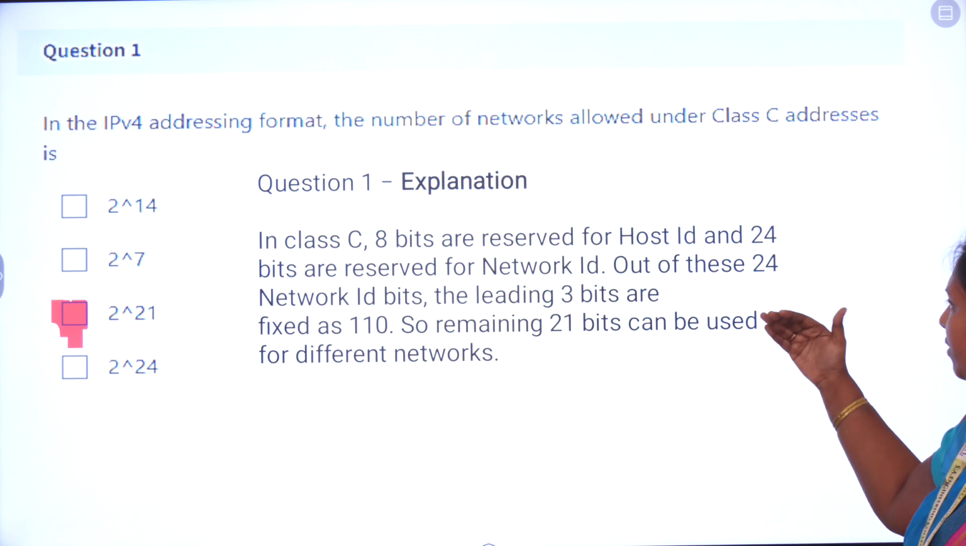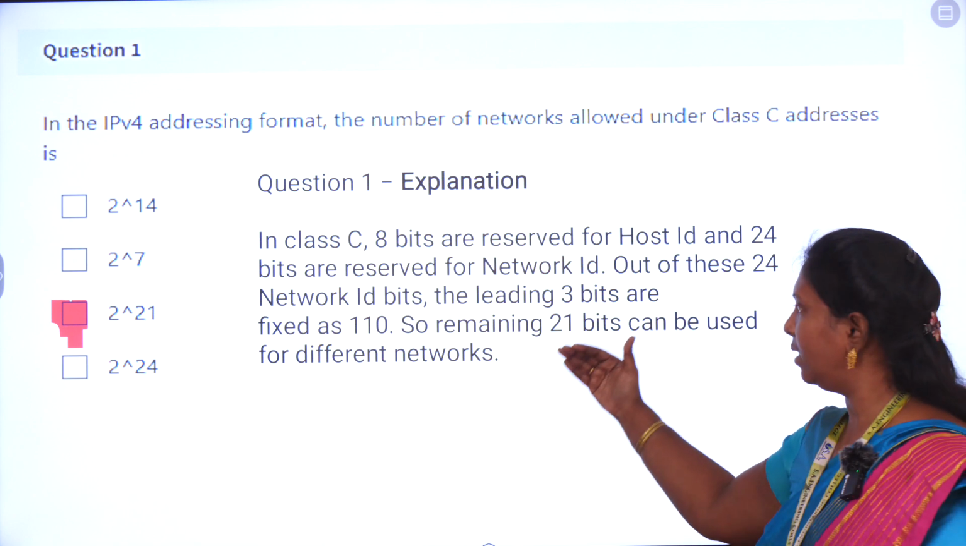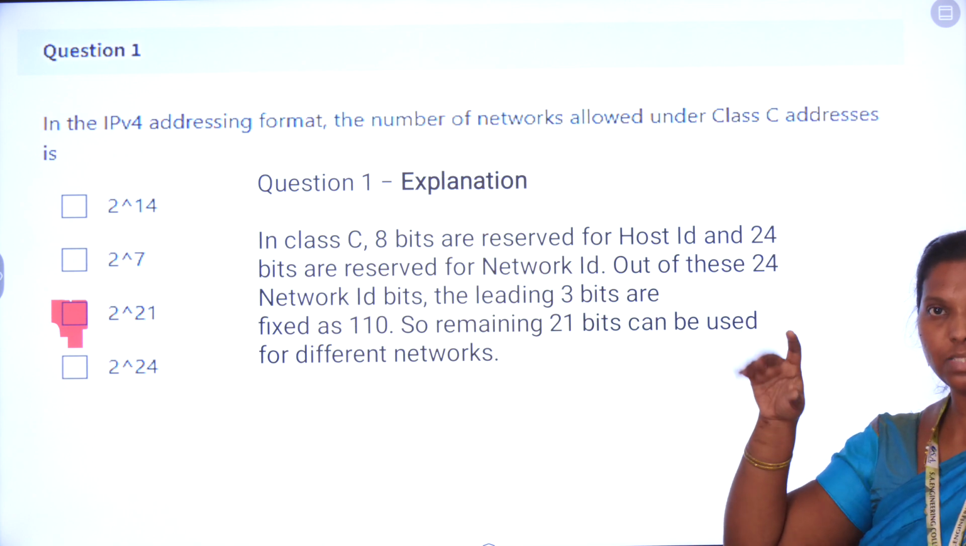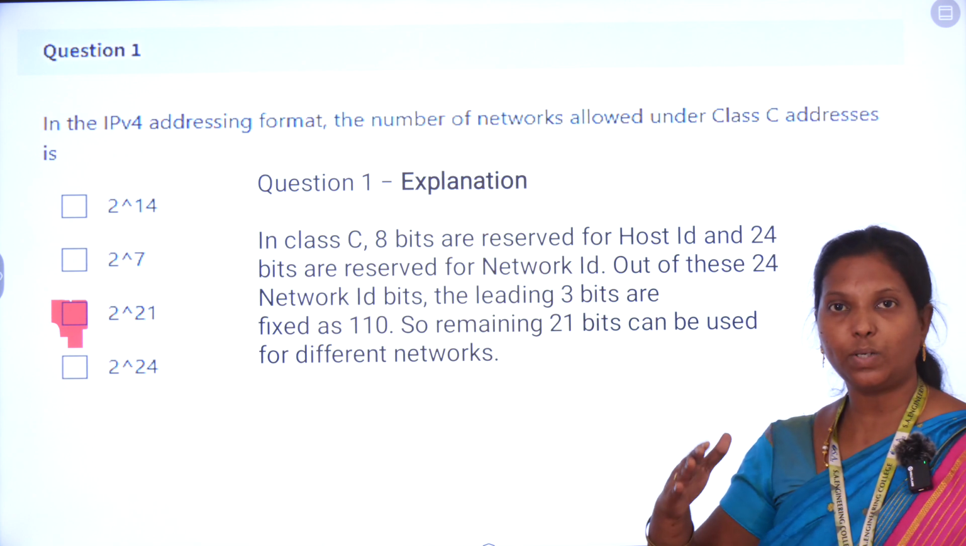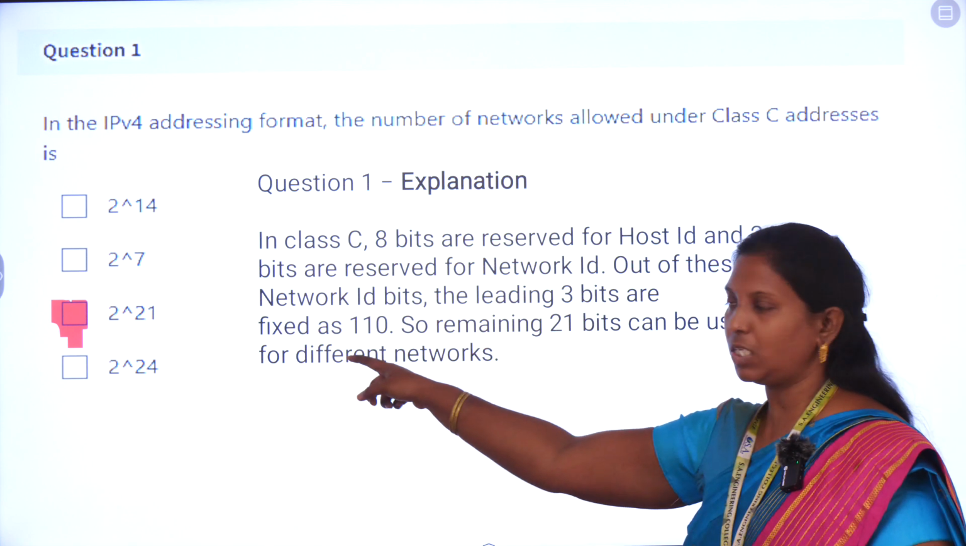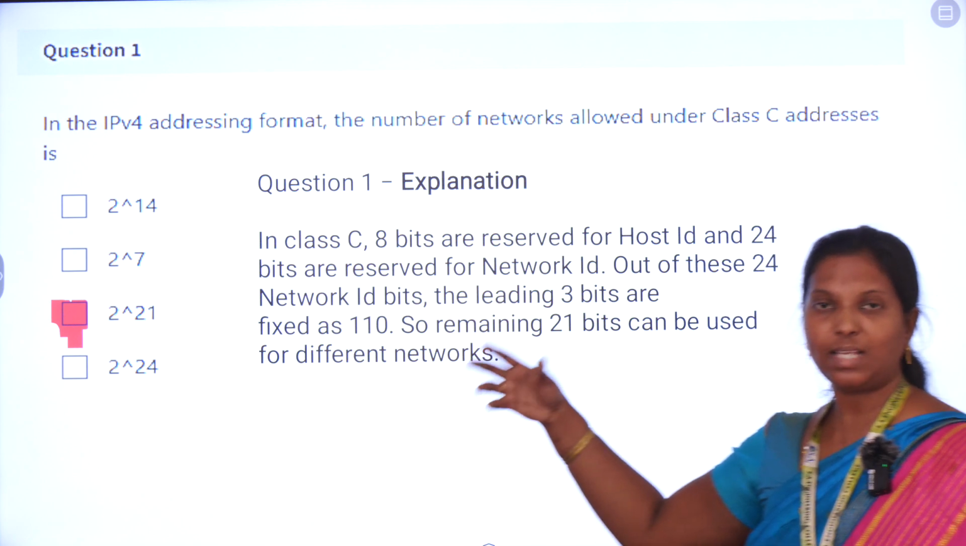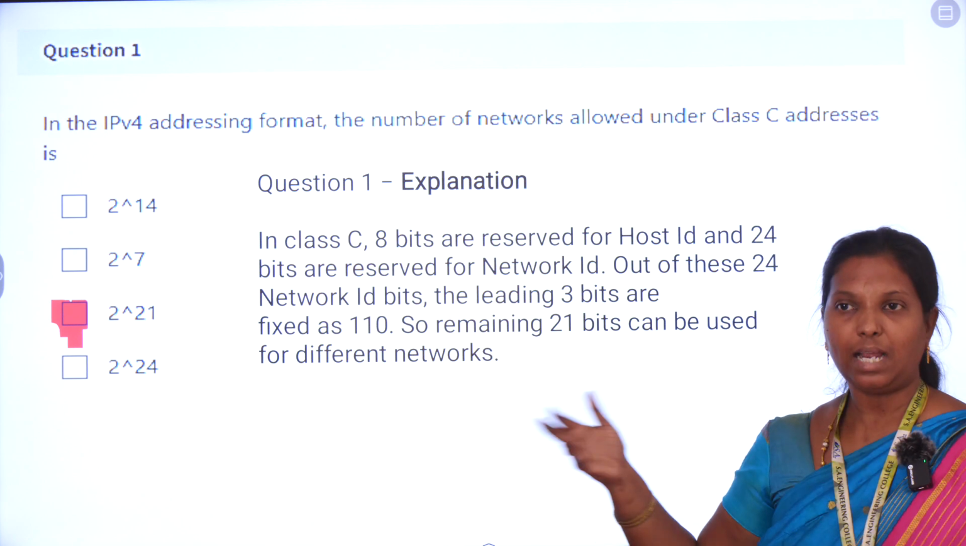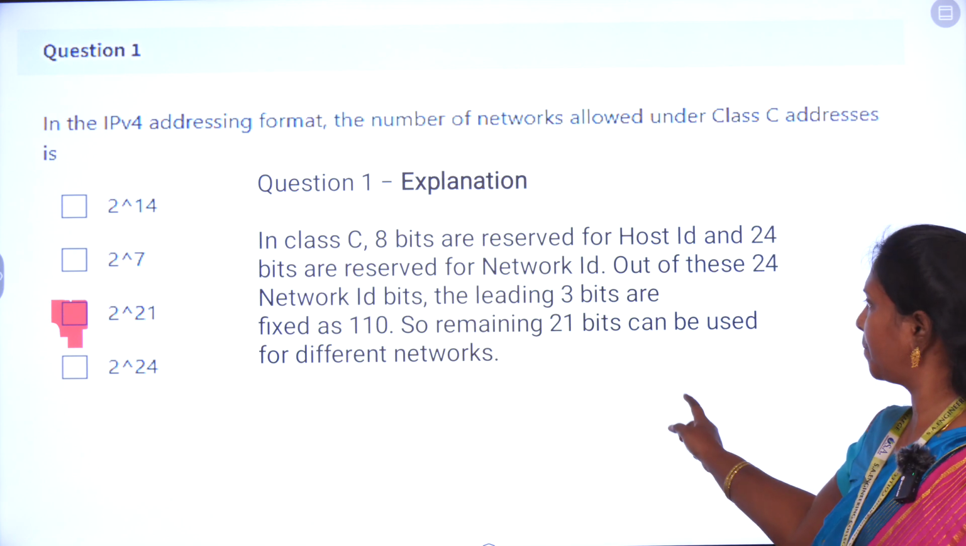So apart from that, out of these 24 network ID bits, the leading 3 bits are fixed as 110. So the remaining 21 can be used for the IP address. That's why we go for 2 to the power 21. So these are the expected questions regarding addressing formats.